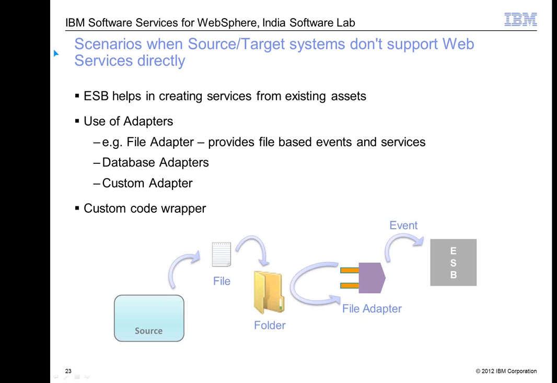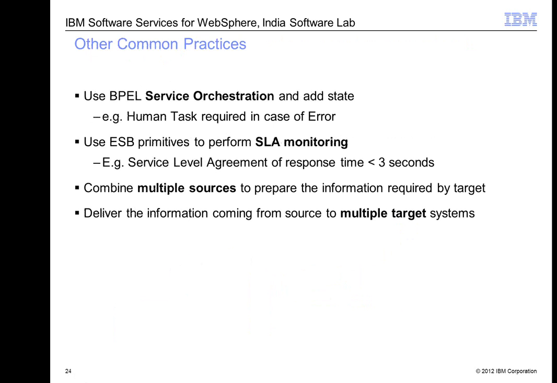For example, as part of the flow, I tried to push the data into the target system, and it fails because the target system is down. And the requirement is that I have to try after half an hour again. I'm not going to ask the source system to give me the data. I will keep the data, I will persist the data, and I'll try after half an hour. So I can do that using BPEL.